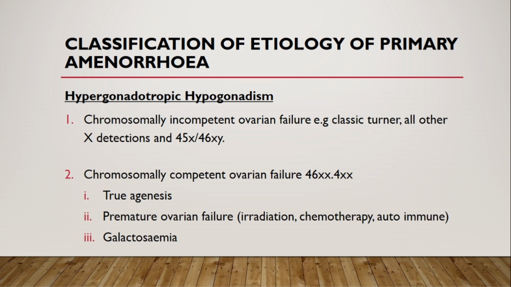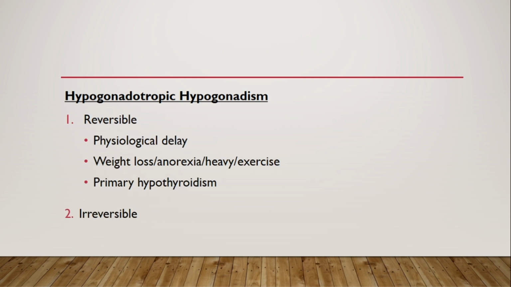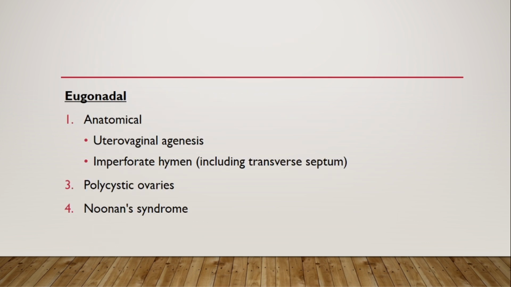Classification of etiology of primary amenorrhea. So we are talking about etiology of primary amenorrhea. And in classical textbooks, they have been classified to be: 1. hypergonadotropic hypogonadism, 2. hypogonadotropic hypogonadism, and 3. eugonadal.